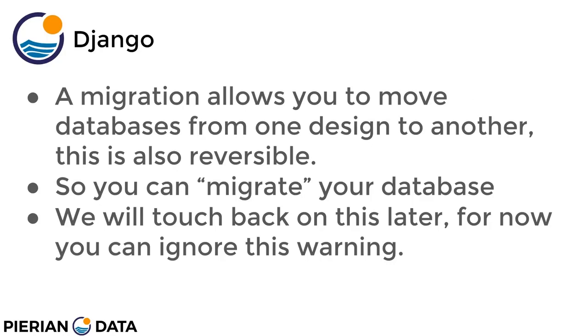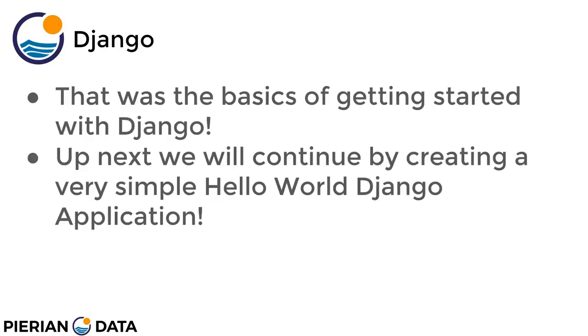Let's say you have a database and you want to add a new field or something like a new column. You can go ahead and migrate those changes over, and you can actually reverse that as well. So you can migrate your database. We're going to touch back on this later, especially when we actually talk about connecting Django to a database, but for now, you can ignore this warning. I know it says in that command prompt to run some sort of migrations command at the command line. Right now, we'll just back off on this and keep it in the back of our minds. So that was it as far as the basics of getting started with Django.